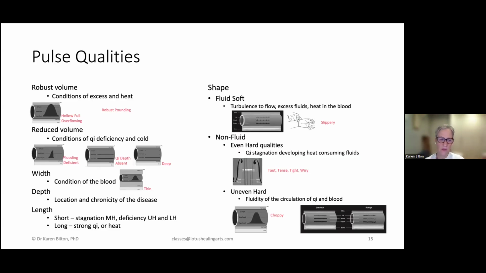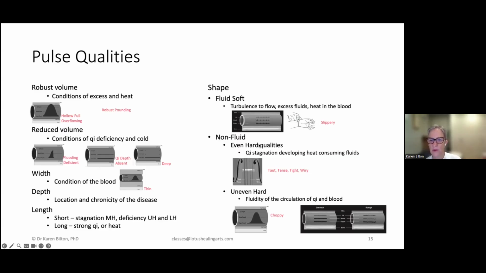Now, in this pulse system, all we know with the slippery quality is that there's some sort of turbulence to the flow. That turbulence to the flow could be from excess fluids, it could be from heat in the blood. We don't know; in this system, a slippery quality isn't spleen chi deficiency with excess fluids. So it depends. Often, a real slippery quality can be felt in the blood depth with a high degree of heat in the blood.